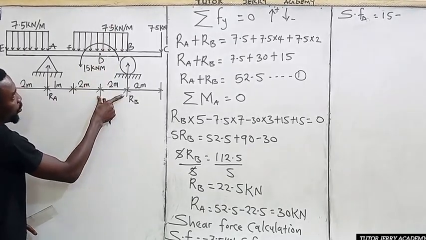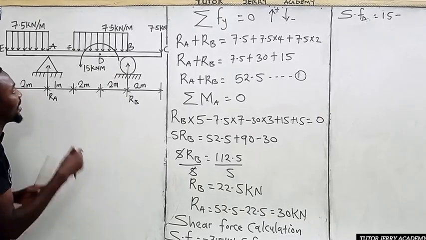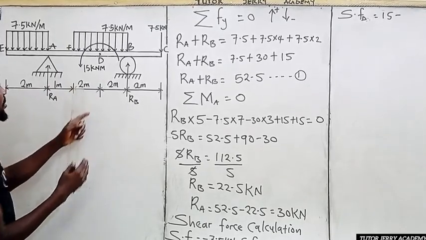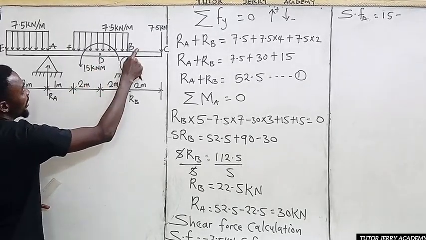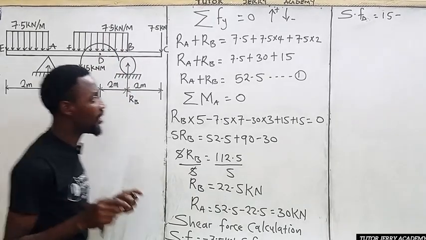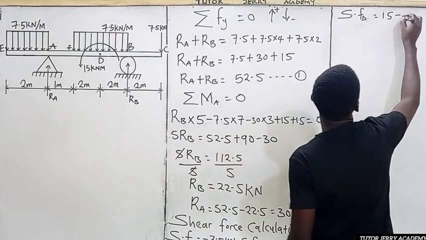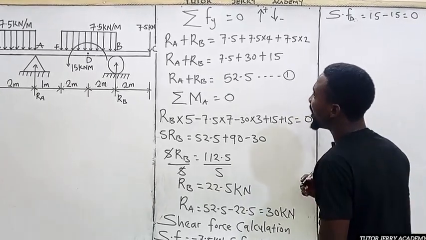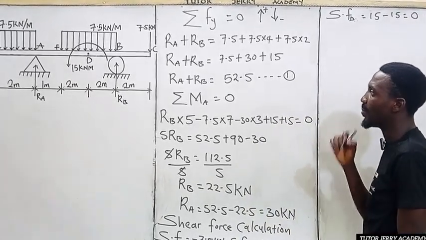7.5 multiplied by 2. That is what? 15. And it's going to act at what? The center. Do you understand? But we just only need the force here. So between D and B, we have a uniform distributed load. If we convert that to a point load, that is what? 15. So we are going to have this to be minus 15, which is equals to what? 0. So that is going to be the shear force at point D. All right.